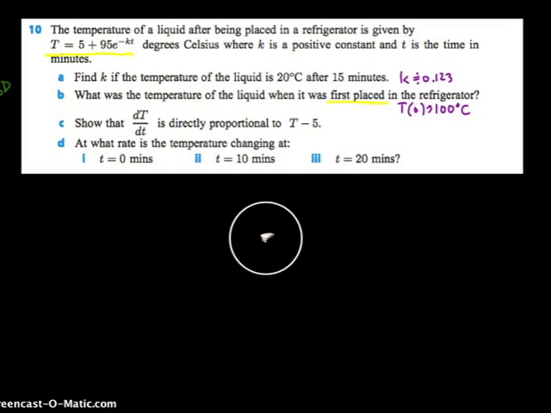Oops, skipping ahead. So when we're looking at part C, that's where they're wanting us to find dT/dt, or the derivative of our temperature with respect to time. And they want us to show that it's directly proportional, meaning that we're multiplying by some constant value, some coefficient, and it's that value times our original function T minus 5. So let's go ahead and find our derivative.